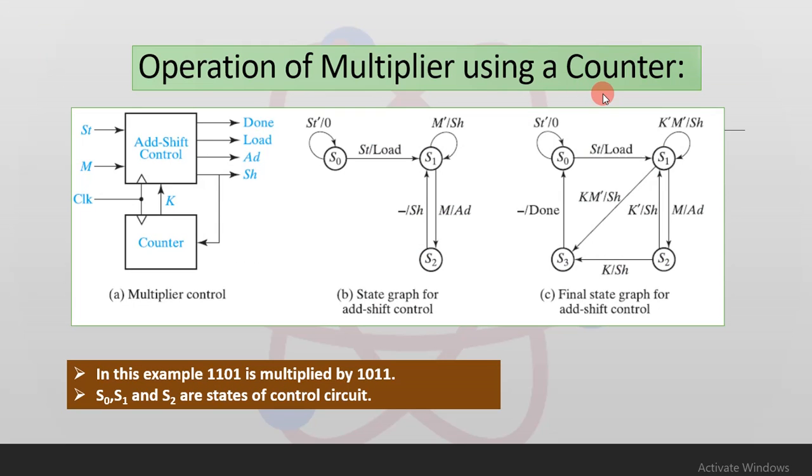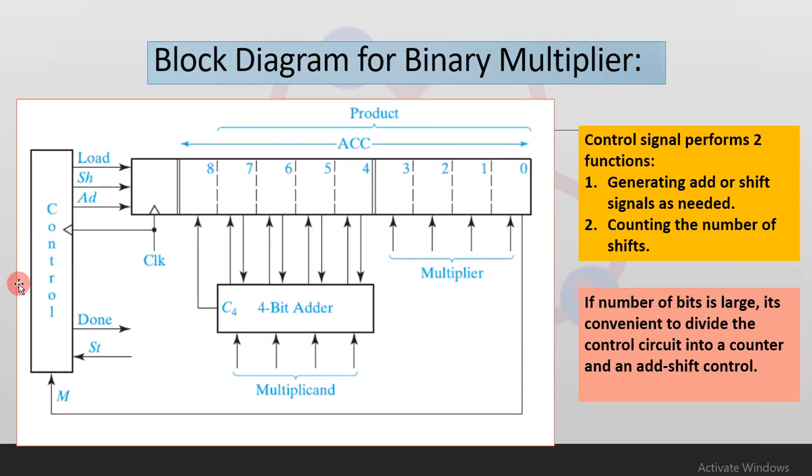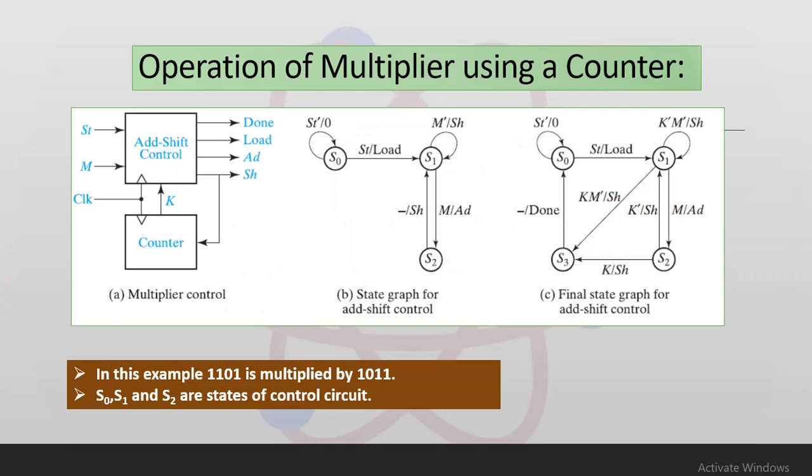So let us look into the operation of the multiplier using a counter. From the block diagram that we have understood, there exists a control which is required because it performs mainly 2 functions: it generates add or shift signals whenever required, and it counts the number of shifts. If the number of bits is very large, it would be convenient to divide the control circuit into a counter, and add and shift control, like the way it is shown in figure A.